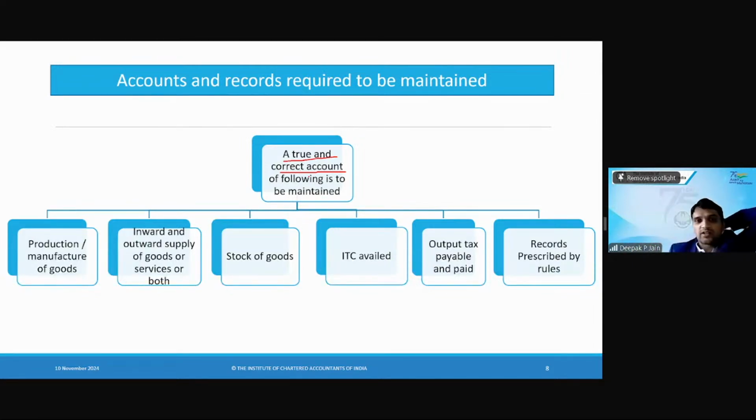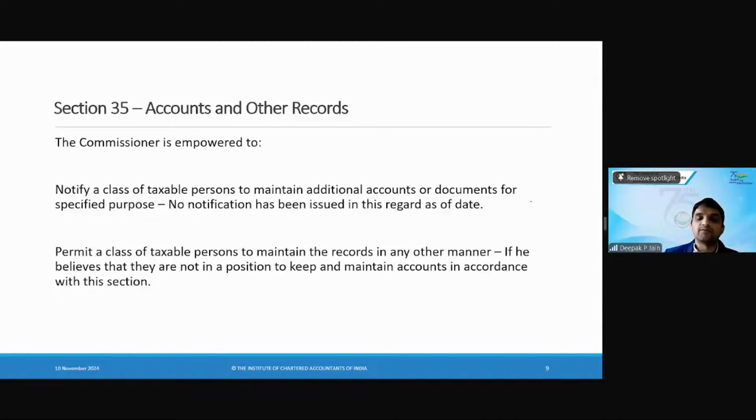He has to give a true and correct account of the following: production of goods, manufacturing of the goods, inward and outward supplies of goods or services, stock of the goods, ITC availed, output tax payable, and any other record which is prescribed by the rules. Clear? Now, what is the record which is prescribed by the rules? We will come to that.